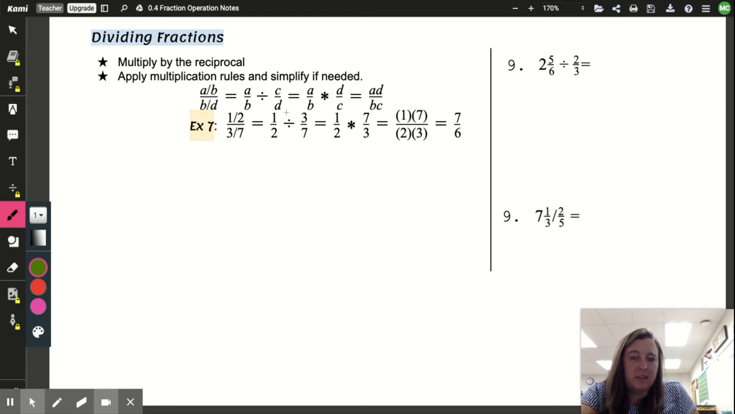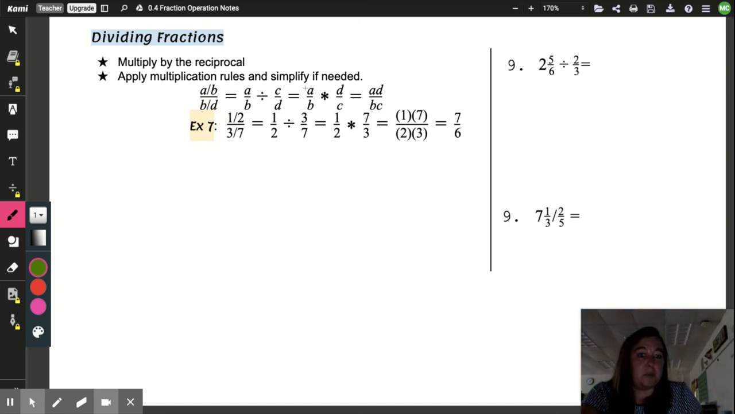Now the way to do this is you keep the first fraction the same, so a over b stays the same. You're going to change your symbol to multiplication. This is another way that you might see multiplying, an asterisk. And then you take the reciprocal of the second one. We reviewed that word reciprocal yesterday. So we take the reciprocal of the second one. But now since it's multiplication, we just follow the same rules that we did for multiplying, which is the really easy operation with fractions. So we just multiply top times top and bottom times bottom.